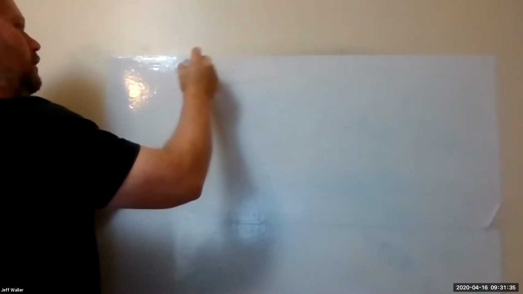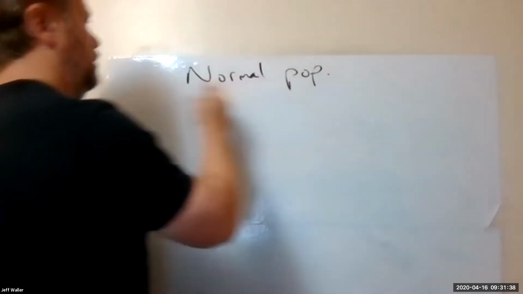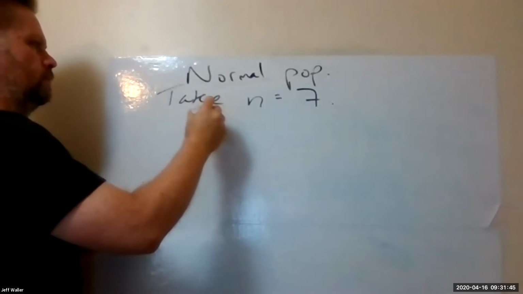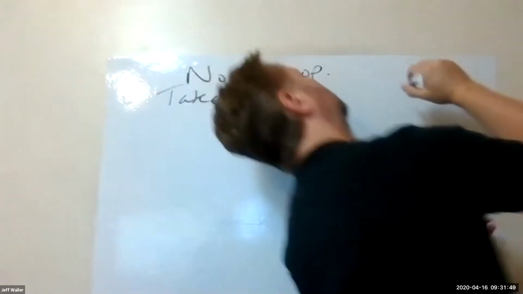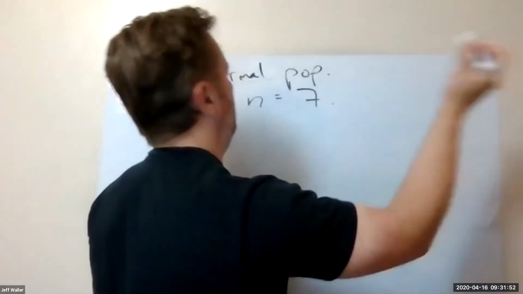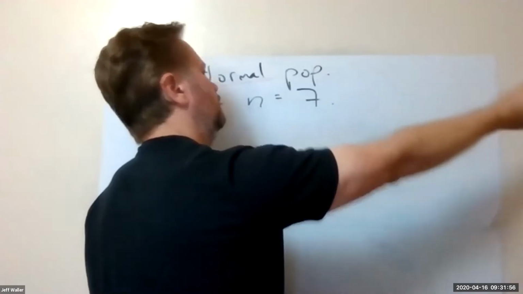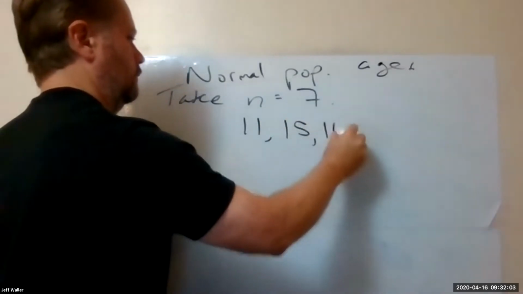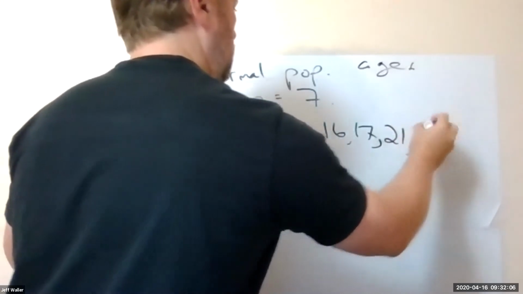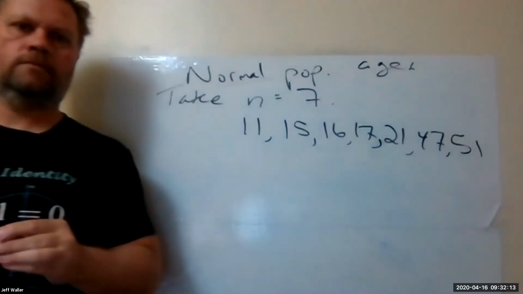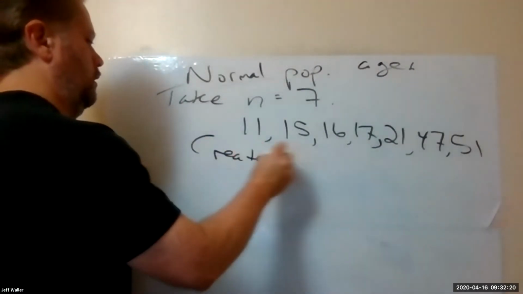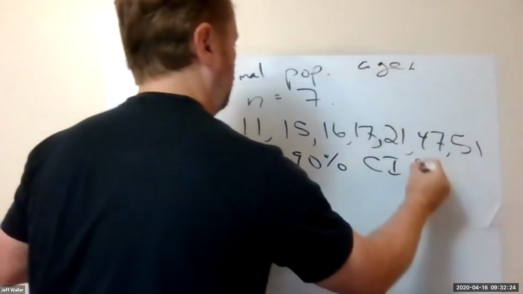So let's say that I have a normal population, and I take a sample of 7 things. And here they are. Normal population of, I don't care, ages. Let's say here are the ages I get. How many is that? 1, 2, 3, 4, 5, 6. That's my sample. And I want to construct a 90% confidence interval for the true mean age.